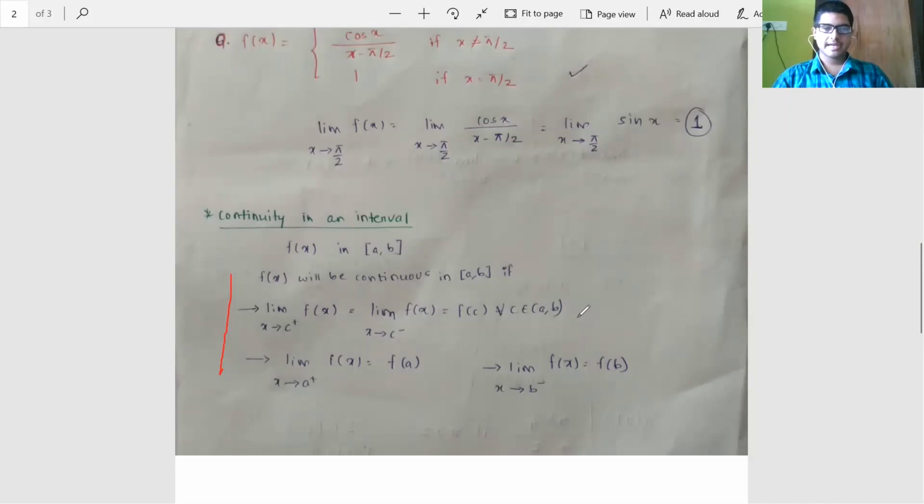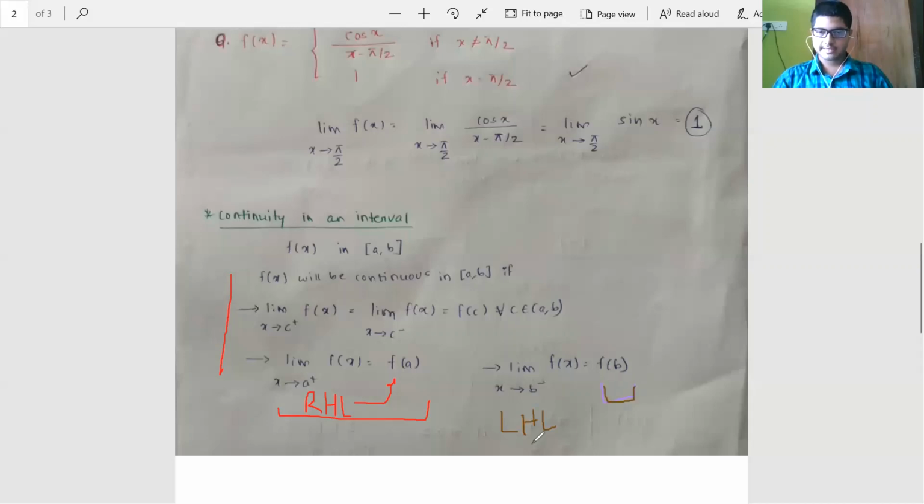And next, what is it? Limit x tends to a plus f(x) equal to f(a). This means that since a is the leftmost point included in the interval, it should be right continuous at that point, which means the RHL value at a should be equal to the function value at a. But what about b? b is the rightmost point, so it should be continuous from the left side only, which means the value of the function at b should be equal to the LHL value. Clear? This is LHL and this is the function value at b.